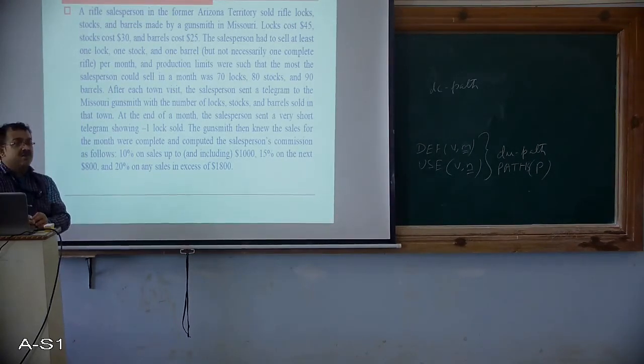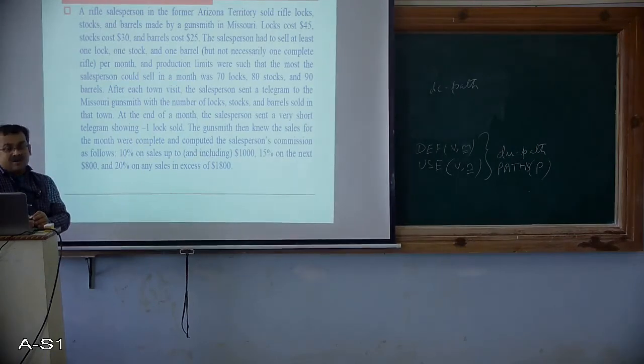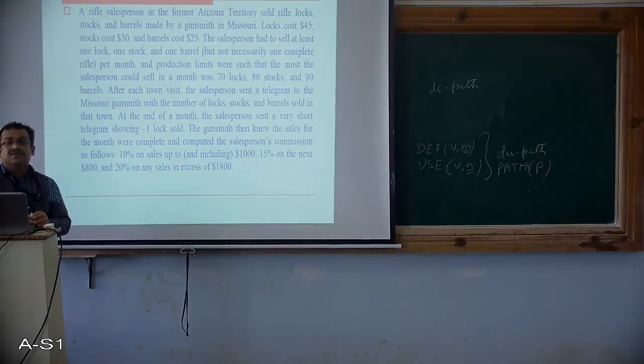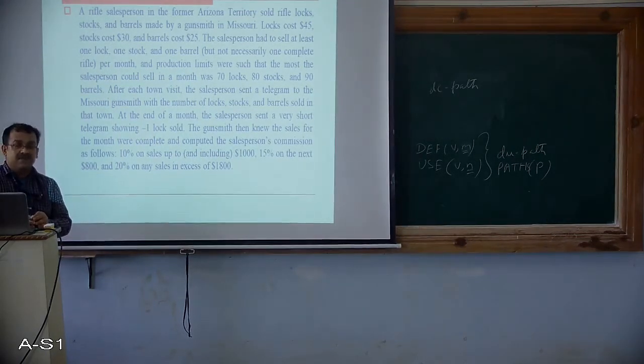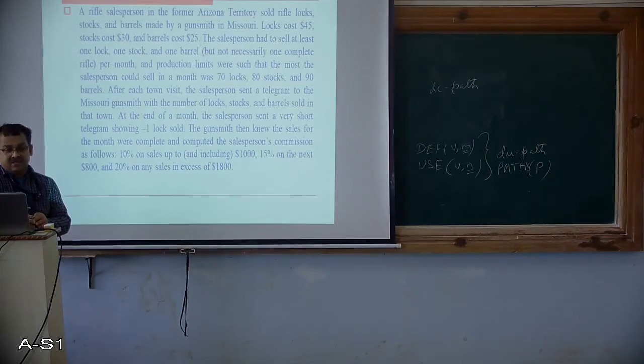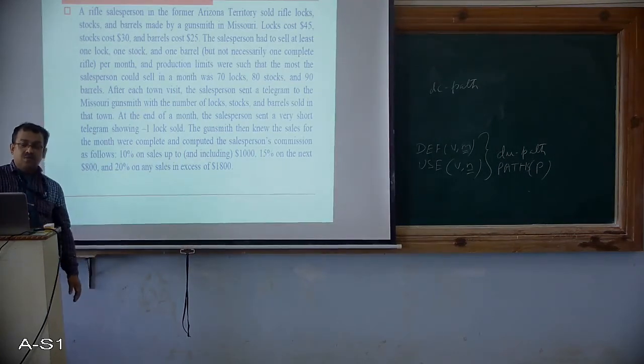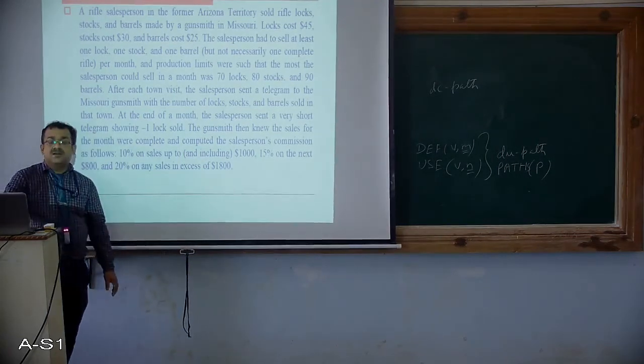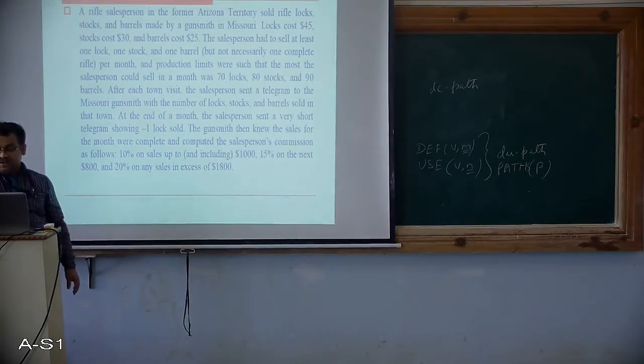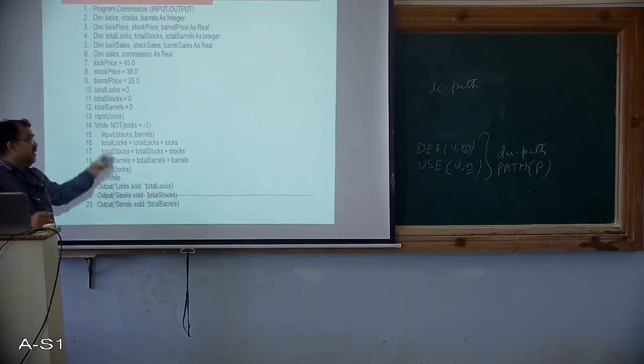So for up to $1,000, the calculated commission is at 10%. From 1,000 to 1,800, the commission is calculated at 15%. And above 1,800, the commission is calculated at 20%. That is the simple formula. Now, this is what the program has to represent. Now, this is the program.